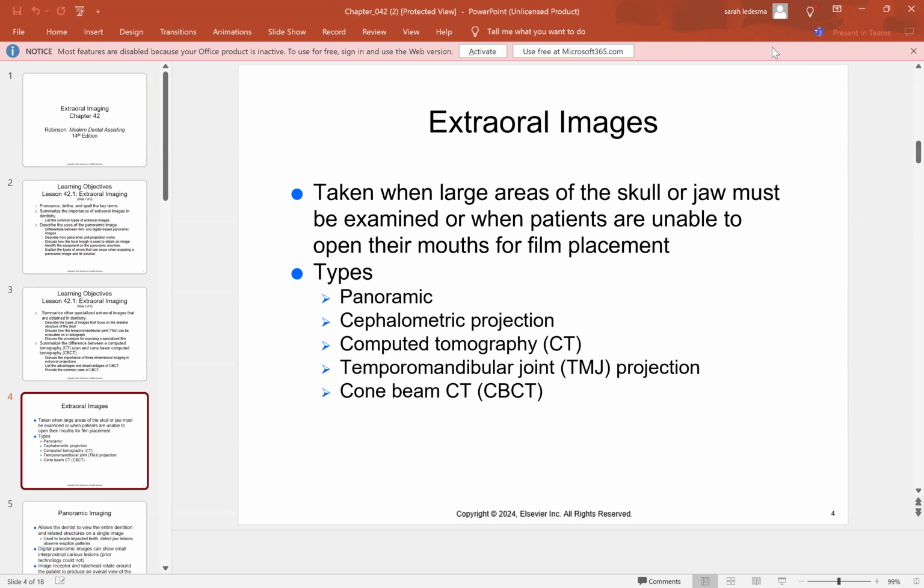Types of extraoral images include panoramic, cephalometric, computed tomography or CT, temporomandibular joint projection, or cone beam.